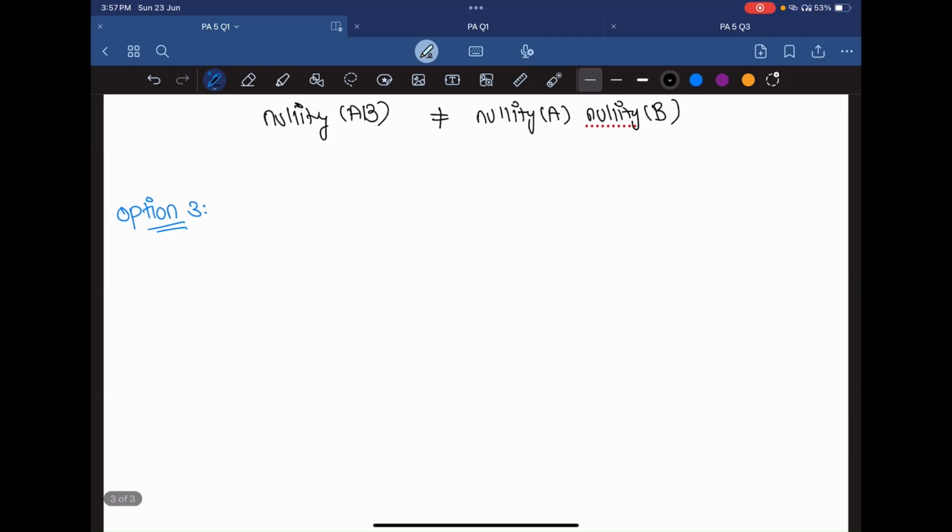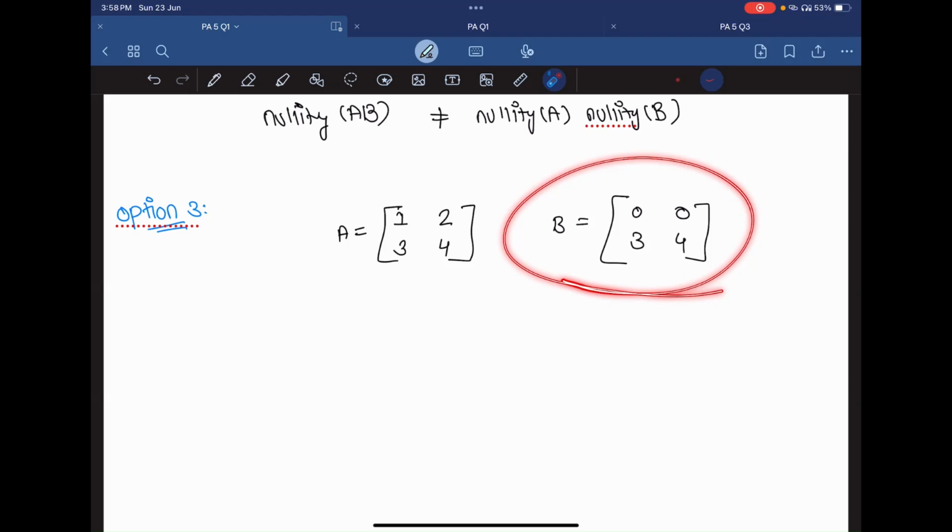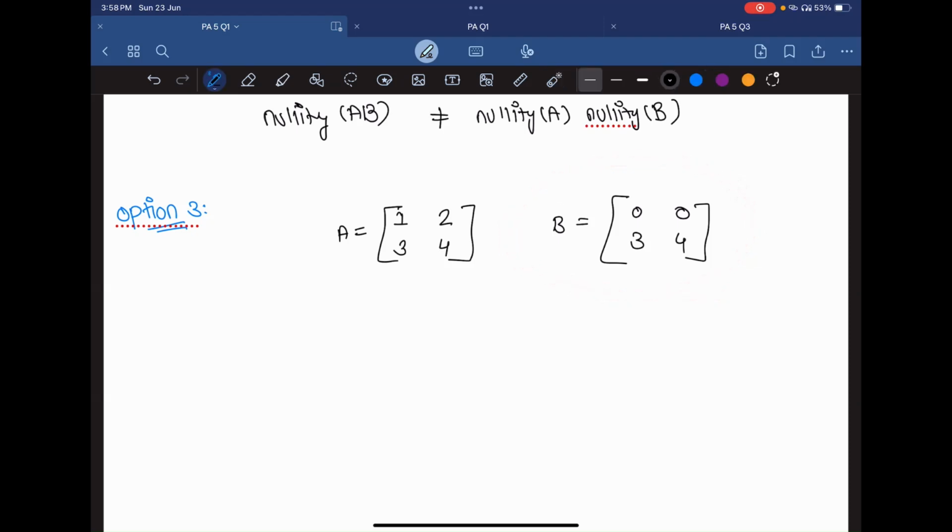So for this, let's take our A matrix and our B matrix to be this. Nullity of B is easily visible to be 1. And for the nullity of A, we can find the determinant of matrix A, and that comes out to be 4 minus 6 equal to -2. Because the determinant is non-zero, the nullity would be 0 for matrix A. So nullity of A is equal to 0 and nullity of B is equal to 1.